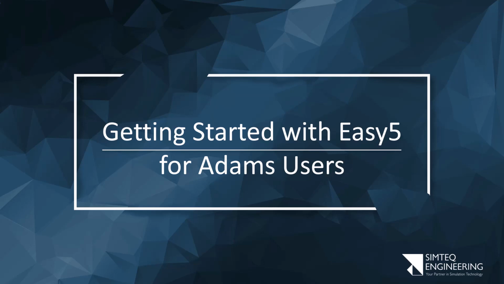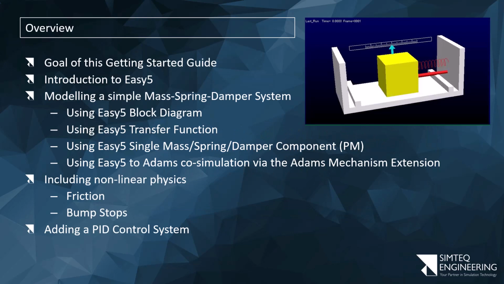Well, welcome back to part 3 of our Getting Started with Easy5 for Adams users. In the previous 2 videos, we covered quite a bit of ground in terms of what Easy5 is. We spent most of our time looking at how to model the simple mass spring damper system in various ways in Easy5, eventually coupling it to Adams in co-simulation mode.